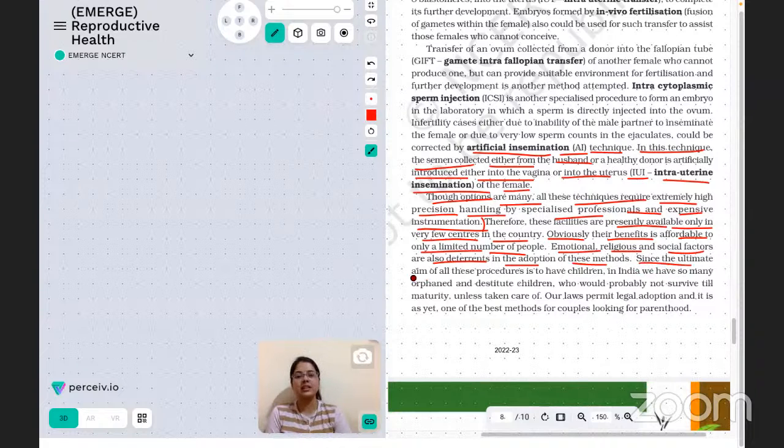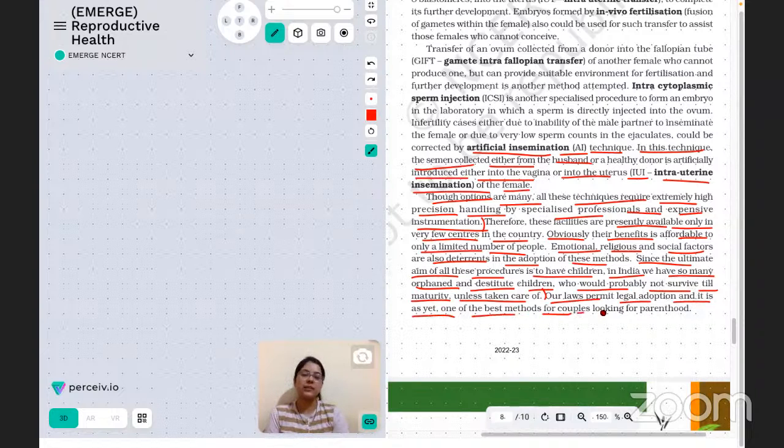Since the ultimate aim of all these procedures is to have children, in India, we have so many orphaned and destitute children who would have probably not survived till maturity unless taken care of. Our laws permit legal adoption, and it is yet one of the best methods for couples looking for parenthood.